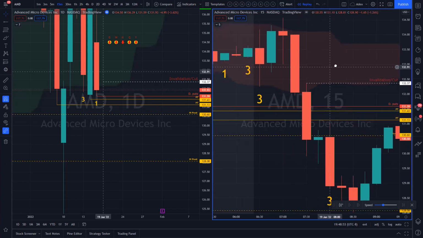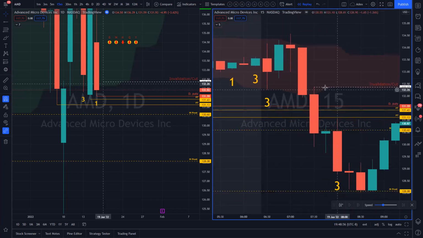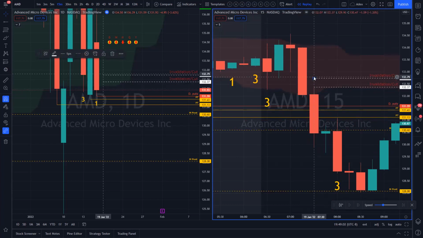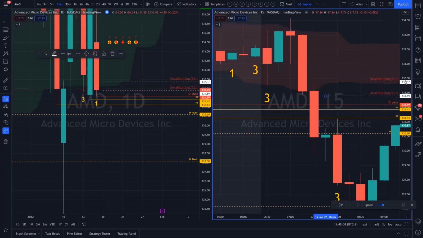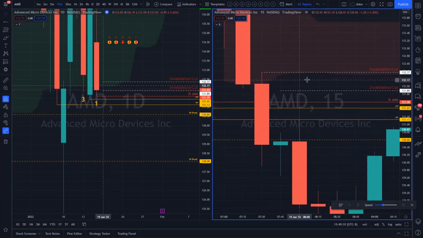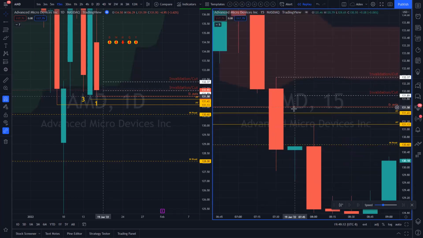So I actually have a couple of invalidation cut zones. This is one where I use the wick. This is another one where it is literally right below my entry. I like to say this: the reason why you enter the play should be the reason why you exit the play.